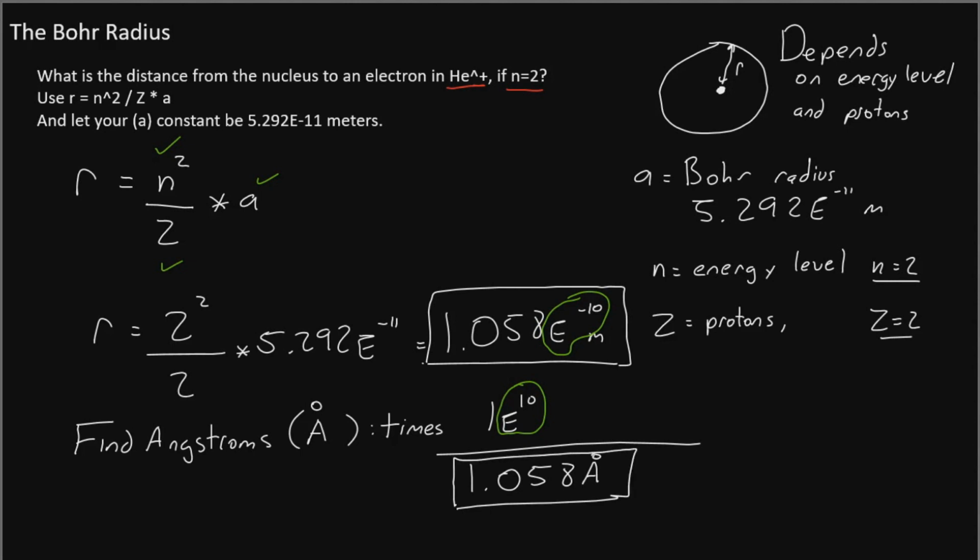And so this is how we find the distance between the nucleus and the electron. Now mind you, this only works if we have a single electron. If we add any more electrons, this changes the math completely.